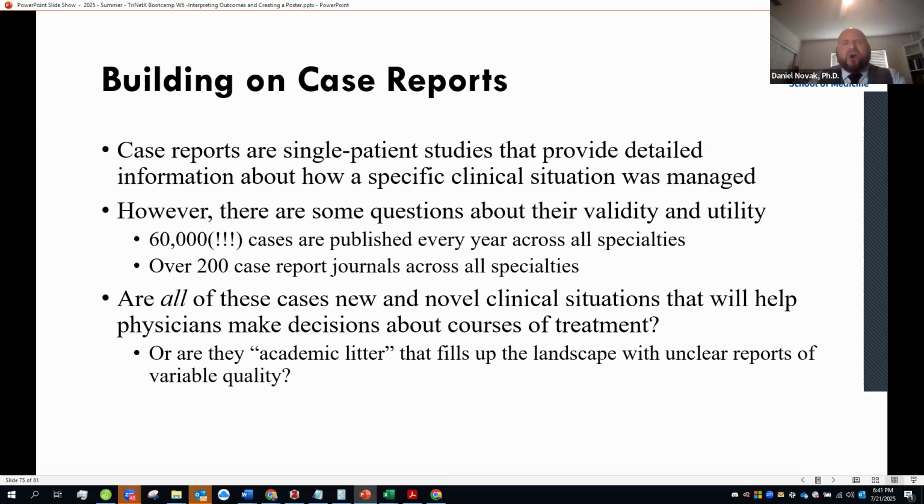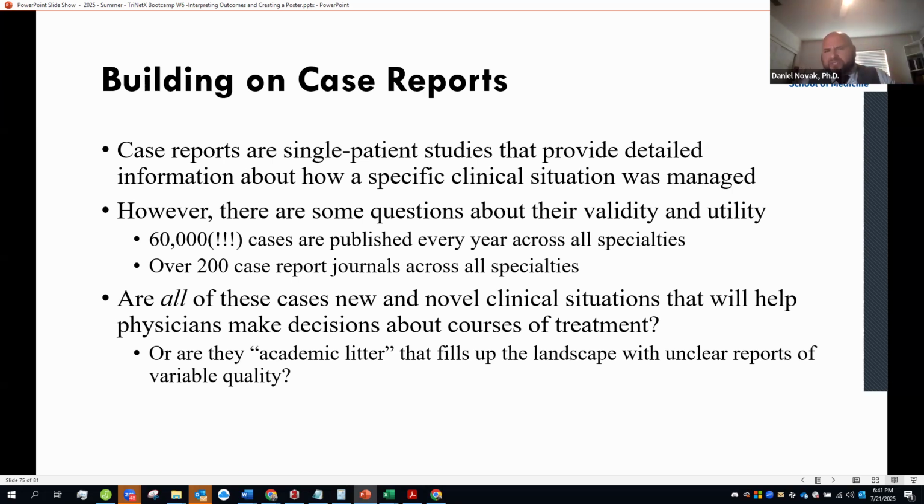But it's fair to ask, are all these cases new and novel clinical situations that will help physicians make decisions about courses of treatment? Or more cynically, are they academic litter that just fills up the landscape with unclear reports of variable quality? We have some case reports that are really detailed and well put together that are going to help out with clinical decision making in the future. And we have other case reports that are just not very good, and they're just out there sitting on some server till the end of time. No one will ever cite them. They'll have an impact factor of 0, and that's it.